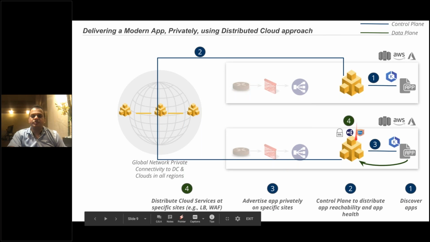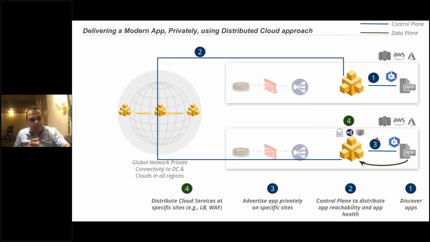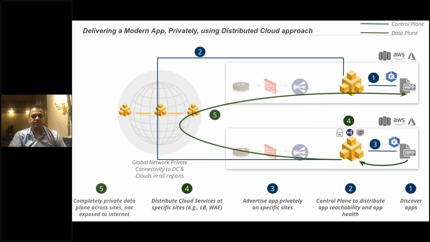And now, once you've distributed the app, you can decide to distribute not only the app reachability, but also the cloud services. So for example, I may want to do an application firewall. Any traffic coming from this side, I want the traffic to be blocked right here, instead of being backhauled all the way here and being dropped here, right? This way, I'm protecting my own data center from traffic coming from this side by blocking traffic right here. So I need the ability to distribute cloud services to different sites away from my centralized data center.